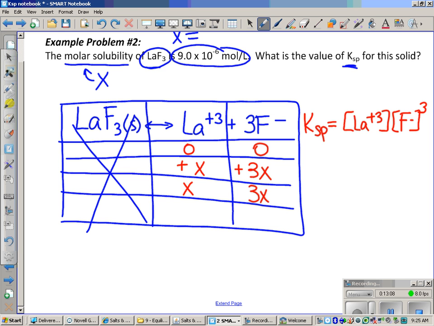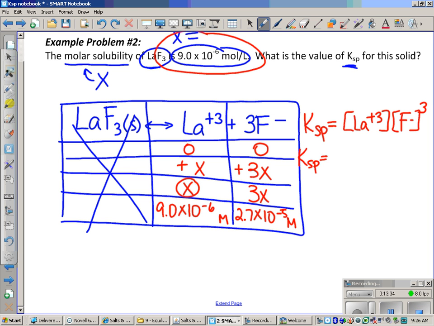Now they want us to find KSP. That means we need to plug in equilibrium concentrations. Remember, we already know X. Here's X right here. X is 9.0 times 10 to the negative 6th. Well, this one just is X, so that's easy: 9.0 times 10 to the negative 6th molarity. That's your concentration for that one. And for the other one, when you multiply by 3, you get 2.7 times 10 to the negative 5th molarity. Now we can plug those in.